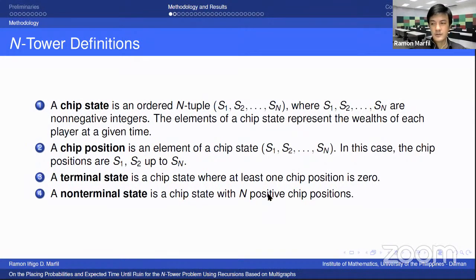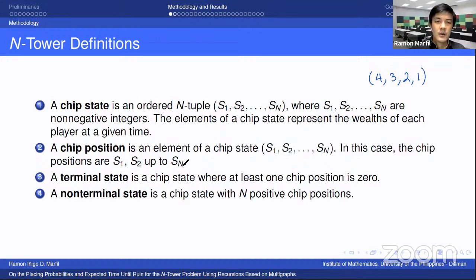Let's give an example. For example, we have 4 players whose wealths are 4, 3, 2, and 1. So a chip state is an ordered n-tuple. So this ordered n-tuple, or this ordered quadruple, is a chip state. Okay? For the case where we have 4 players and their total wealth is 4 plus 3 plus 2 plus 1, which is 10.